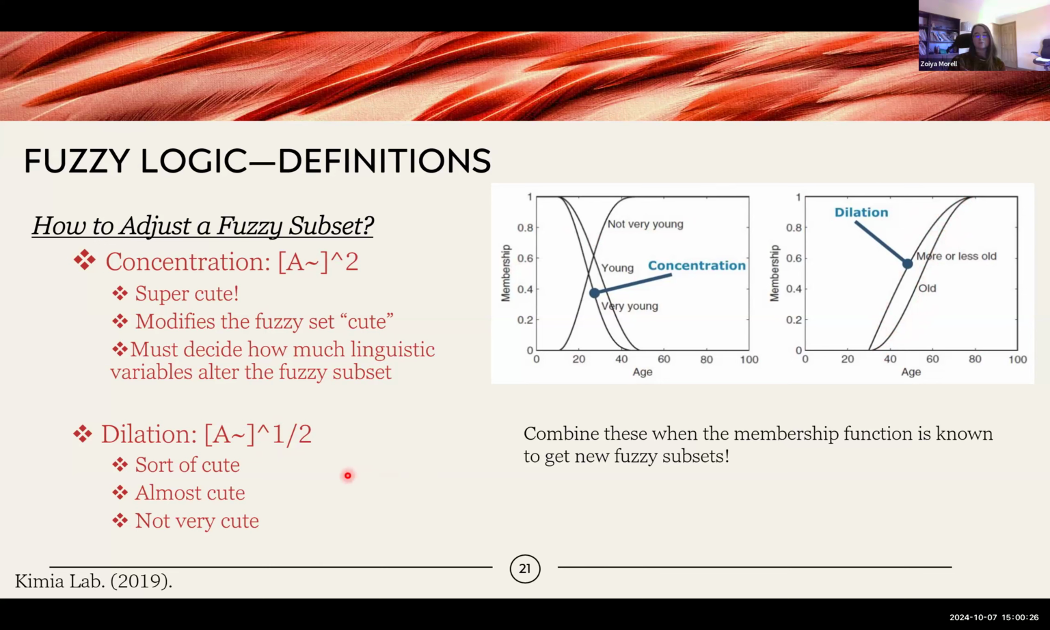So then we can have terms like sort of cute, almost cute, or not very cute. And you can mix and match these to get new fuzzy subsets once you know their membership functions.